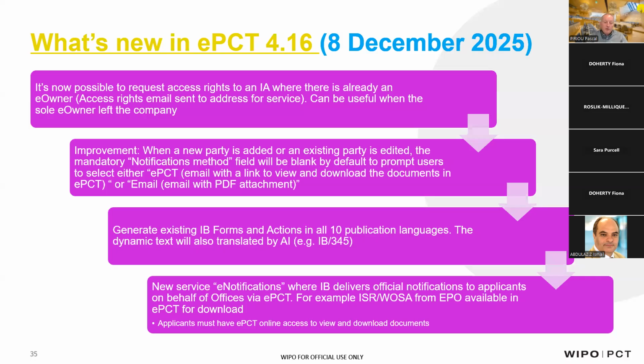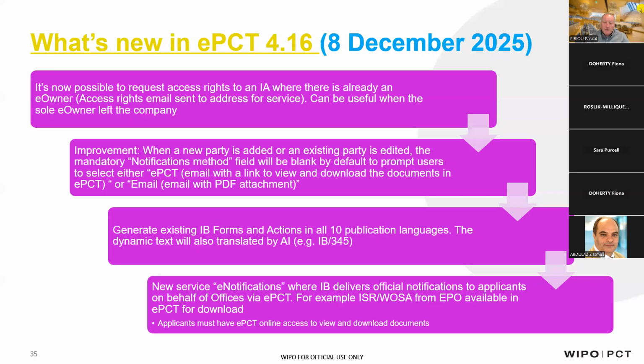It's also now possible to generate existing IB forms and actions in all 10 publication languages. And in case there is a form IB 345 with dynamic text, AI will translate it into all 10 publication languages. So in case you have access to PCT applications for which you are the agent for the national phase before the EPO, for example, and the application is a Chinese application and you don't speak Chinese, in such a case, you can translate the forms and also the actions which have been performed using ePCT.